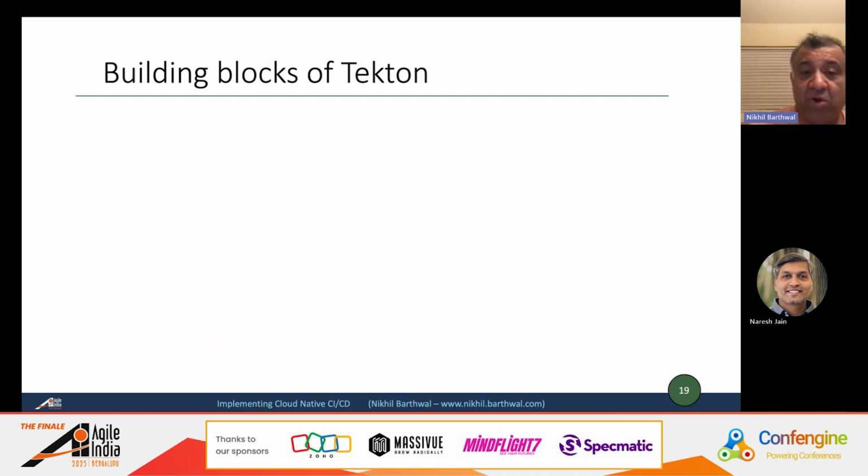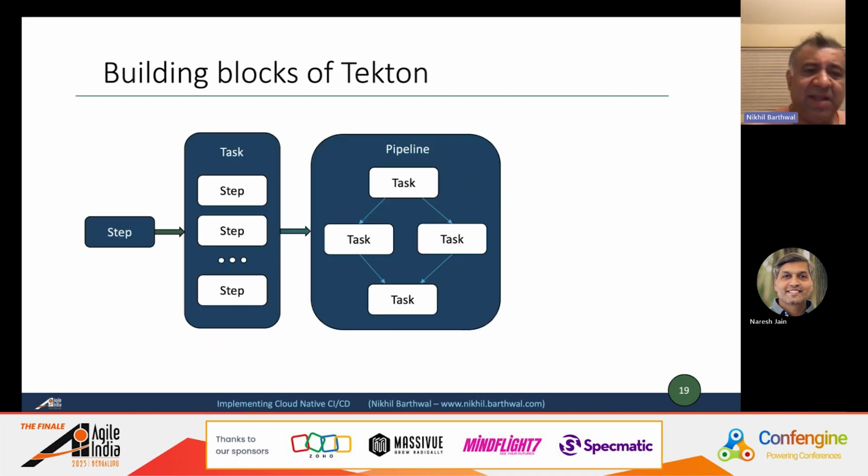So what are the building blocks of Tecton? Like any CI/CD tool, you have a standard: you need to have steps. These steps are combined into tasks, right? And a common aspect of any CI/CD tool is a directed acyclic graph of tasks because you want them for parallelization. So you have a pipeline, right?